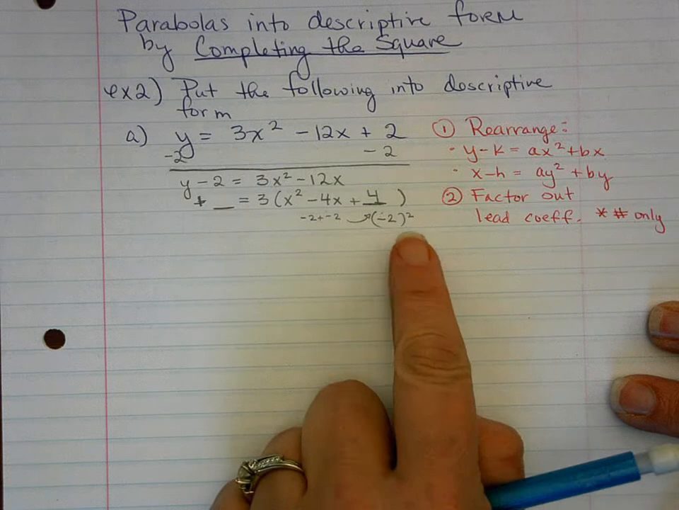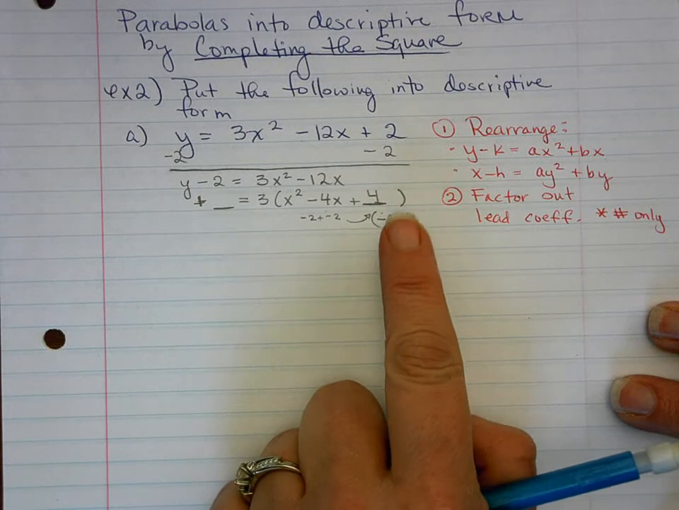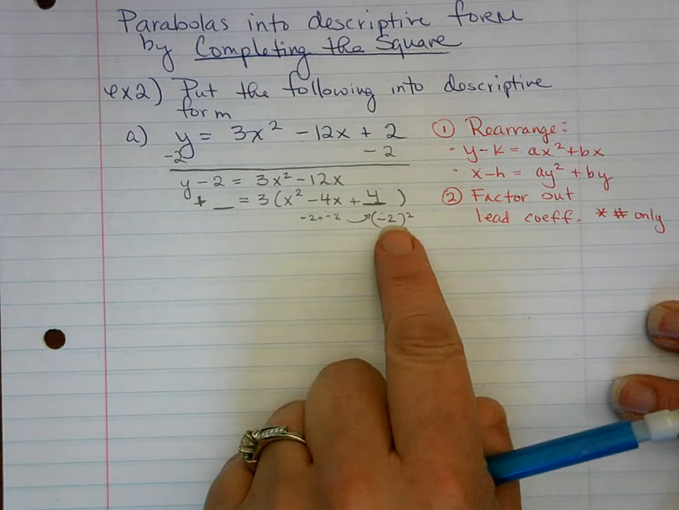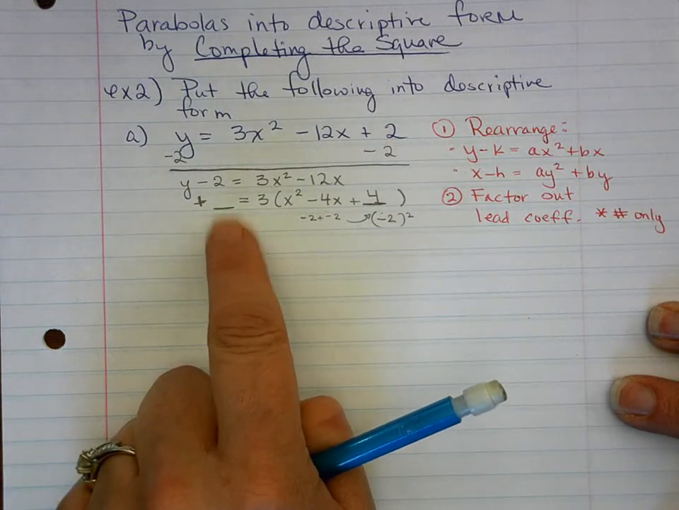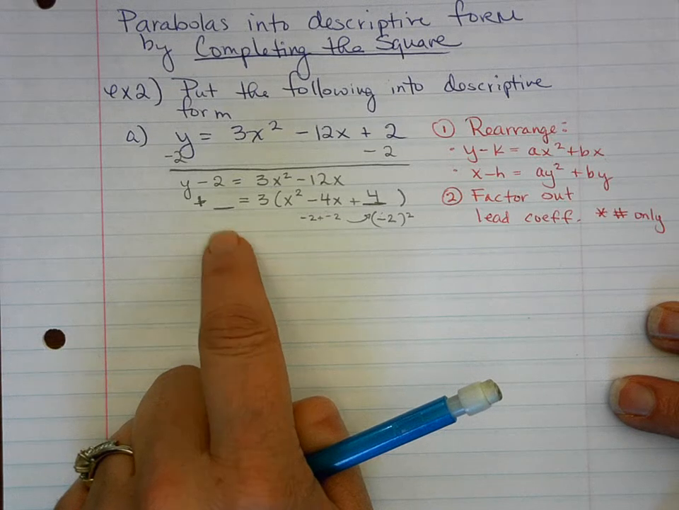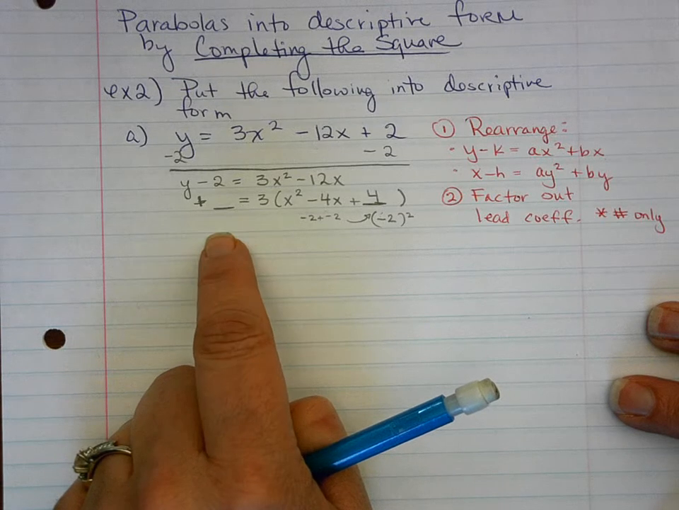All right, now this part you guys need to think about for a second. I added 4 inside the parentheses over here. I also need to keep my equation balanced and add something over here. I am not going to add 4 though. What should I be adding over here? 2.